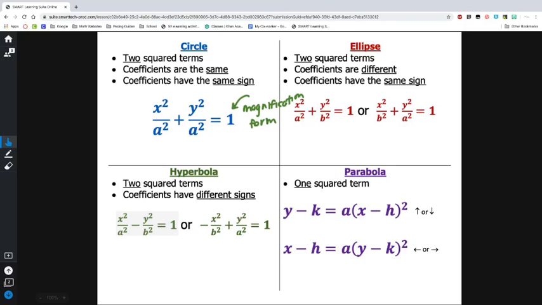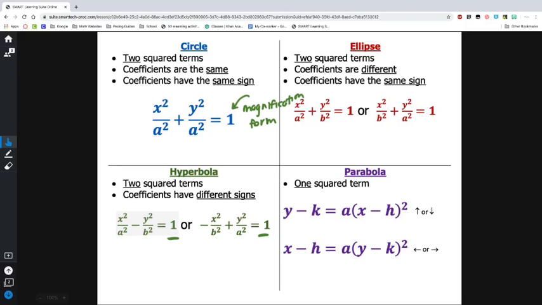Okay, hyperbola down here, bottom left. We know we've got an equation for a hyperbola if both the terms are squared, but the signs will be different for x and y. So one term will be positive and one term will be negative, and that is always true for a hyperbola. Again, standard form because we have our equations equal to 1.